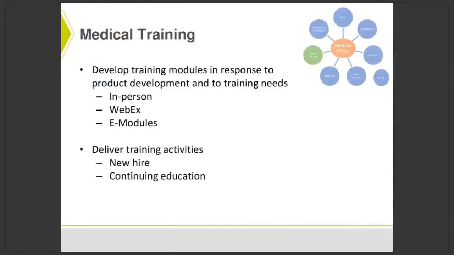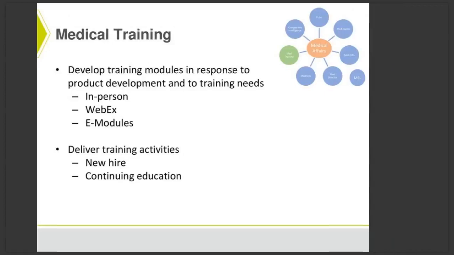So medical training is pretty self-explanatory. They're responsible for the development of content that the medical team uses to be trained, whether that be disease state or product specific. And they're responsible not only for new hires or personnel that get hired within medical affairs, but also for the continuing education of current employees. Because as we all know, the medical landscape is constantly changing, and it's pretty challenging to stay up to date with all the new information that's coming out, regardless of what disease state or products you cover. So it's important to make sure your medical training team keeps everyone up to speed.